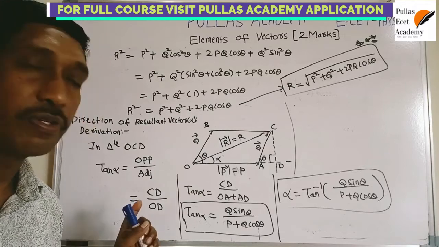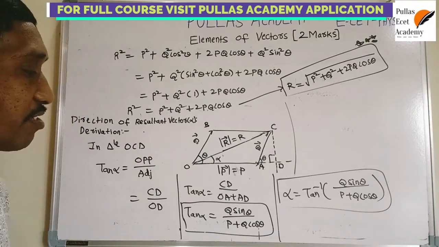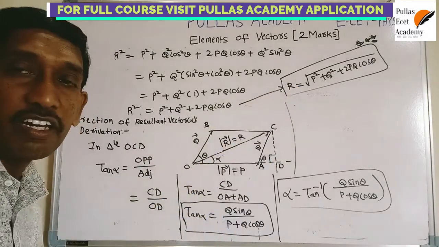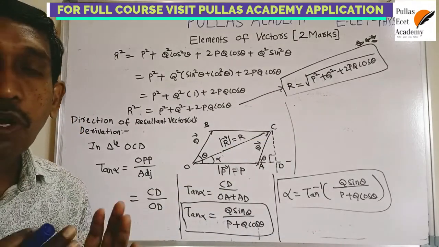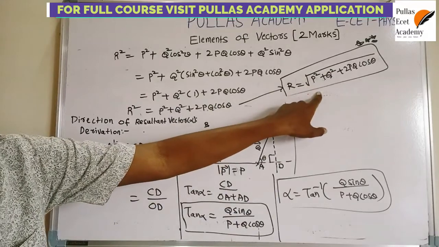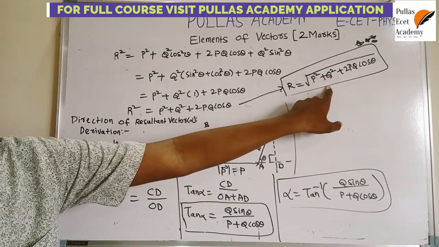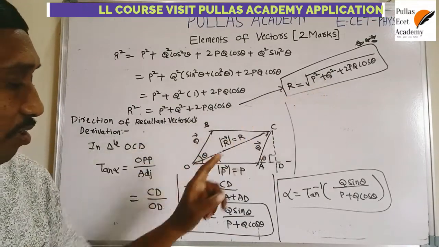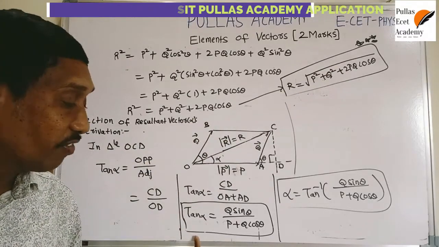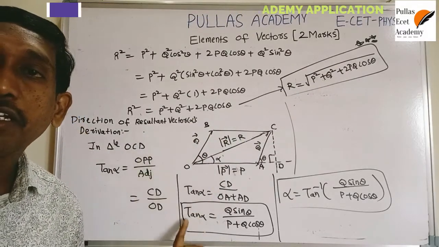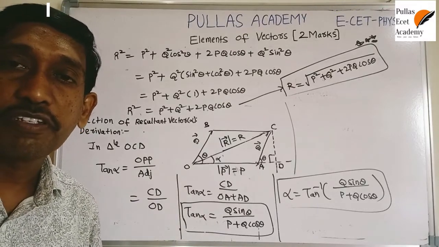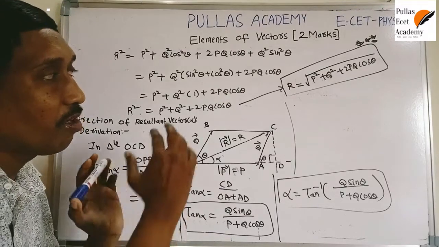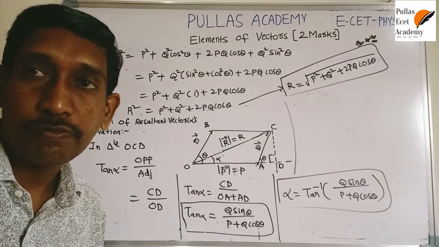I hope you understood. So what is important here are these two expressions. The derivation is not asked here; I explained it for your understanding. But mainly, what is the magnitude of the resultant vector? That is the square root of P square plus Q square plus 2PQ cos theta. What is the formula for the direction of the resultant vector? Based on the parallelogram law, tan alpha is equal to Q sin theta by P plus Q cos theta. These two expressions are important. You have to focus on these two expressions.